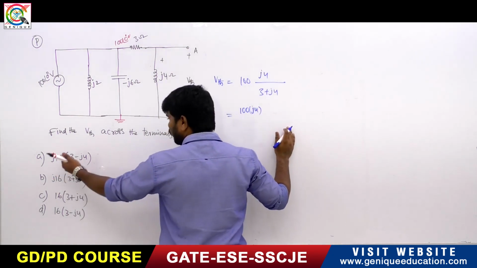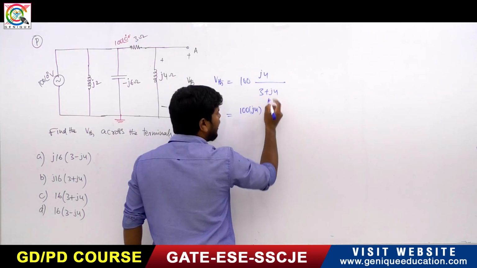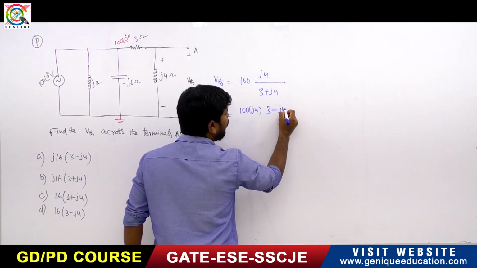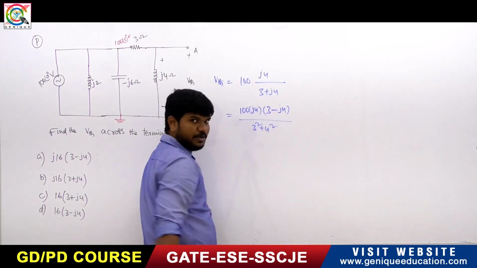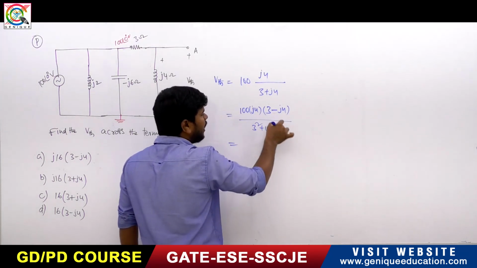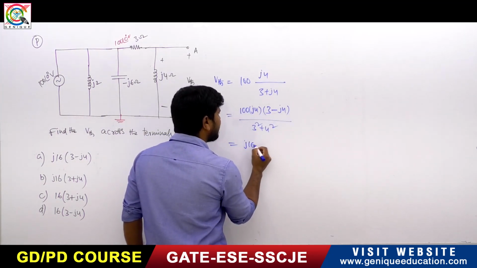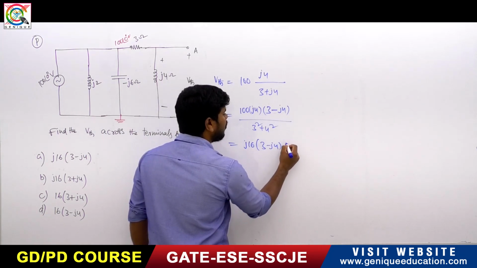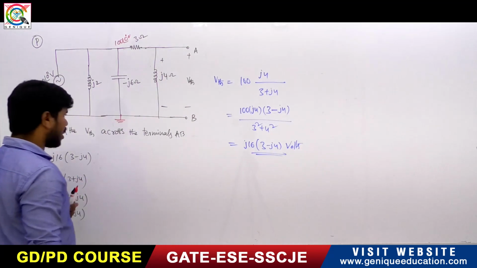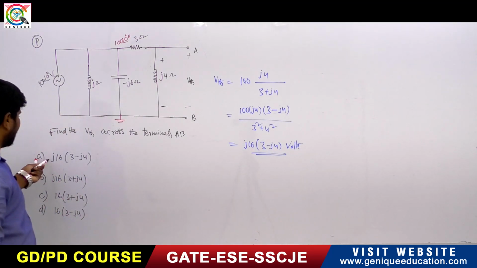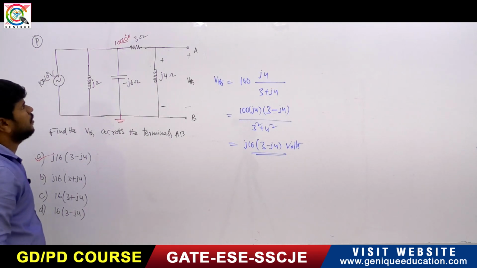See, I have to convert like this. If I rationalize this, I write 3 minus J4 divided by 3 square plus 4 square. I am simplifying this. So here you will get 25. It is 2500, so J16 into 3 minus J4 volts. Okay. So the answer is A: J16 into 3 minus J4 volts.